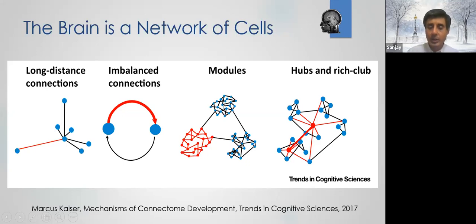Here's another diagram which shows a more complicated structure, but this is, again, similar to reality, where you have a lot of small clusters which have a lot of connections in between, and sparse connections between regions, very, very few connections between regions. And then this last diagram on the right is talking about what are known as a rich club.